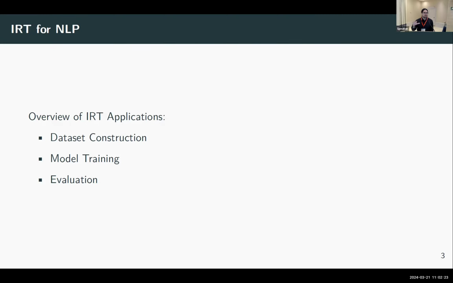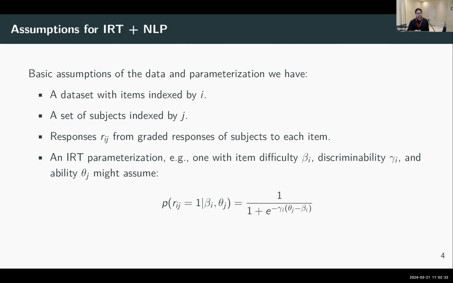So there are at least 3 use cases for IRT that I can think of in NLP. One is for dataset construction, one is for improving model training, and one is for improving evaluation. So in most of the rest of the slides, and hopefully this is not too repetitive, we're going to assume that the data and parameterization is that we have a data set of items, and those are the test examples, a set of subjects and responses on each particular item, which is binary, but in principle, it could vary, as you asked before.